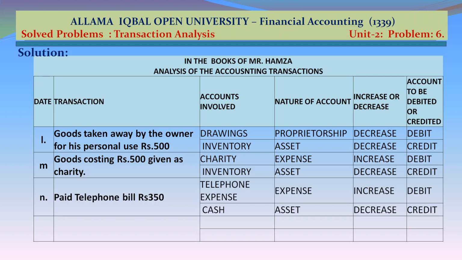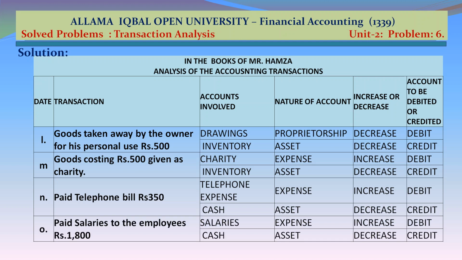N. Paid telephone bill 350. Telephone expense and cash are the accounts involved. Telephone expense is an expense account, cash is an asset account. Telephone expense account will increase, cash account will decrease. Telephone expense debit, cash account credit.